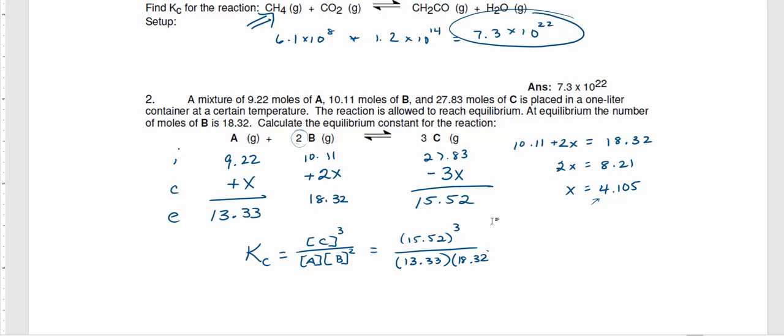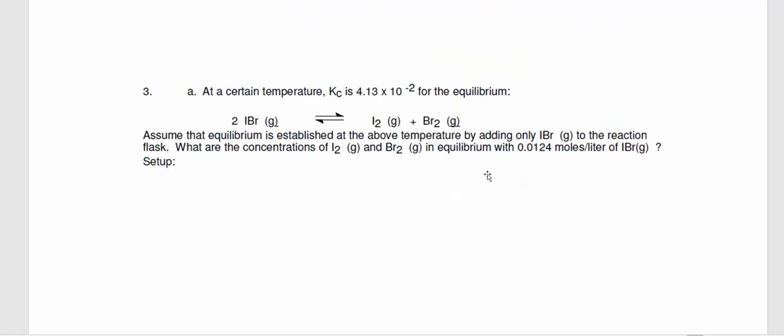Make sure you enter it into your calculator correctly, and you should get a Kc value of 0.836. Number 3, at a certain temperature, the Kc value is given for you. So we have our initial or change in our equilibrium. We're going to need that.